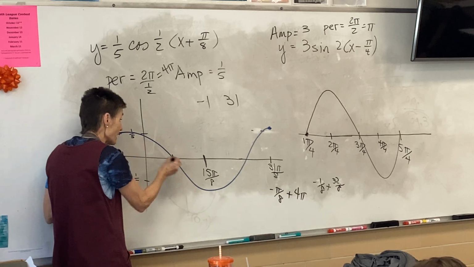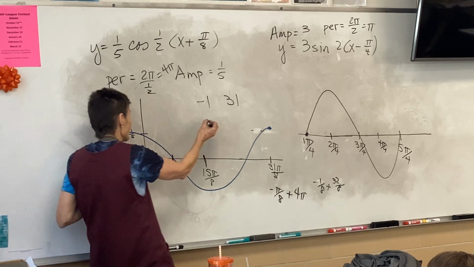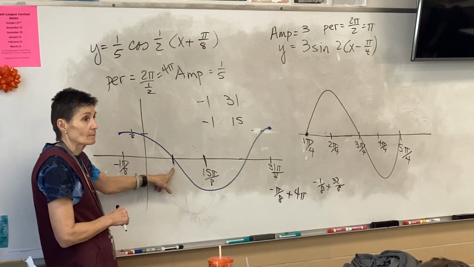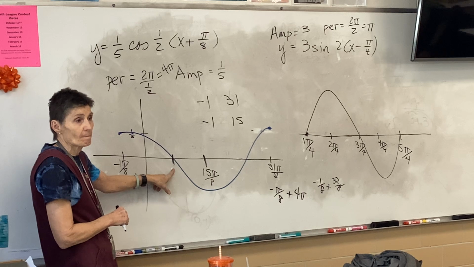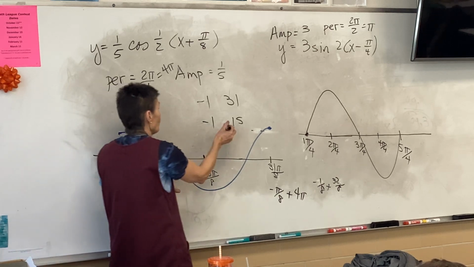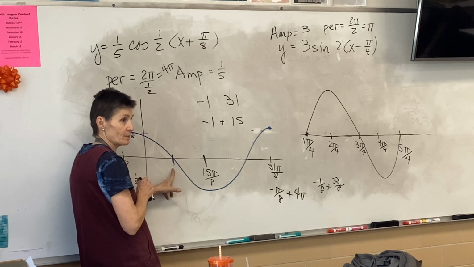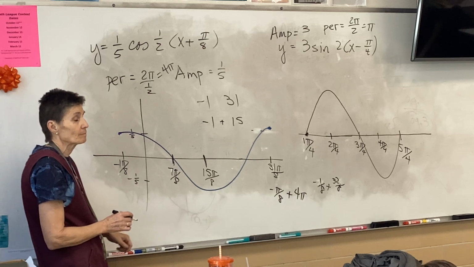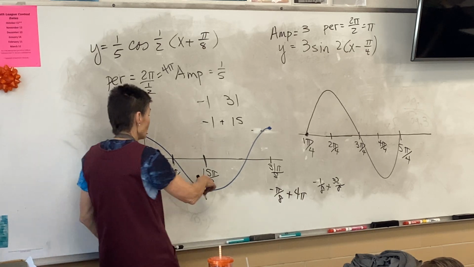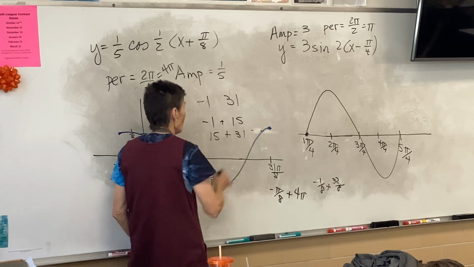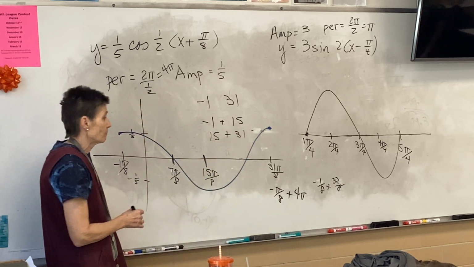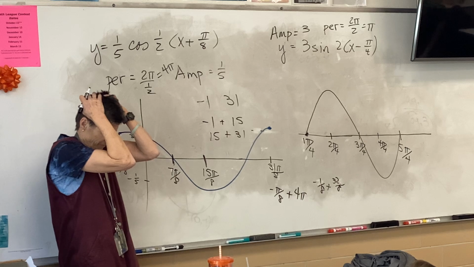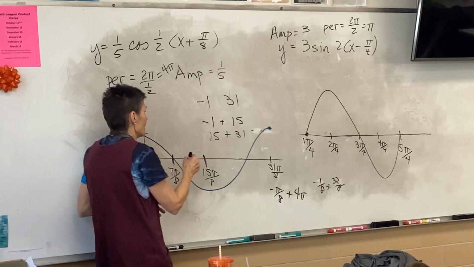So now this guy is the middle of negative 1 and 15. What's that? Negative 1 plus 15 is 14, half is 7. So this would be 7 pi over 8. And then we've got 15 and 31, which add to 46, half is 23. So 23 pi over 8.